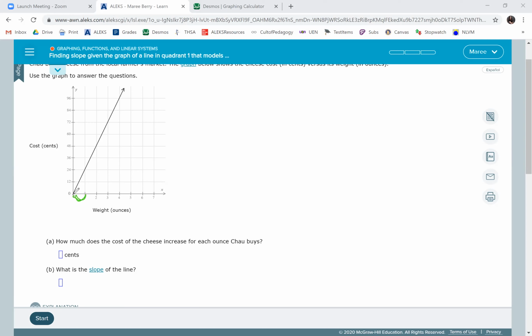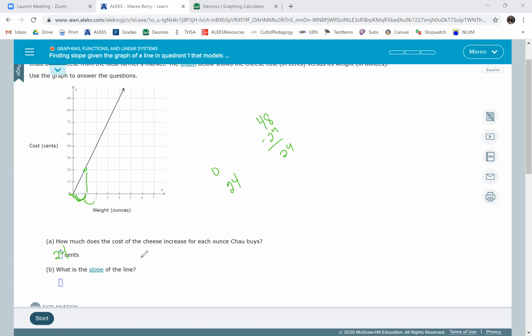That's 1 ounce. So it starts at 0, and for 1 ounce it was 24 cents. So the cost is going to be 24 cents. And if we were doing between 1 and 2, it goes from 24 to 48, which if we subtracted those, we'd still get 24. So every ounce is 24.